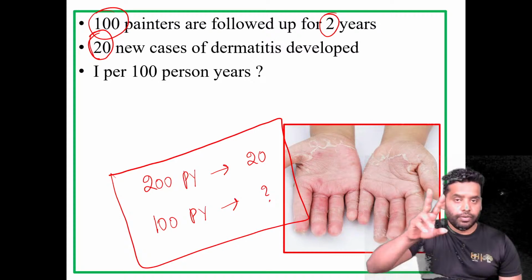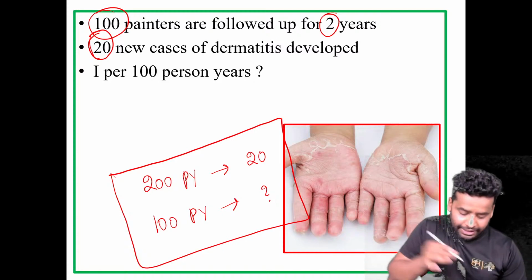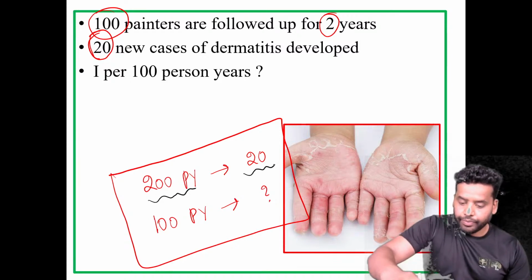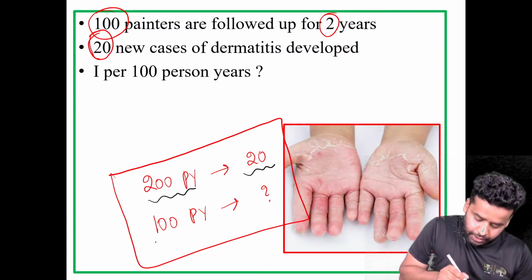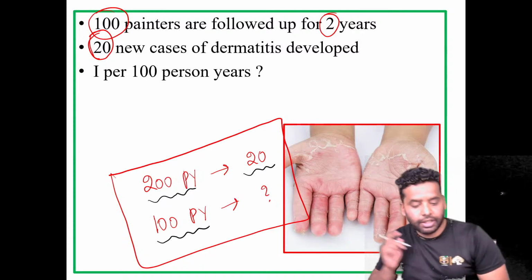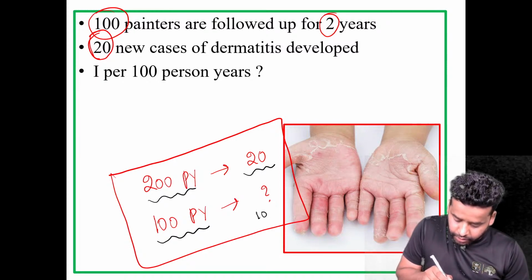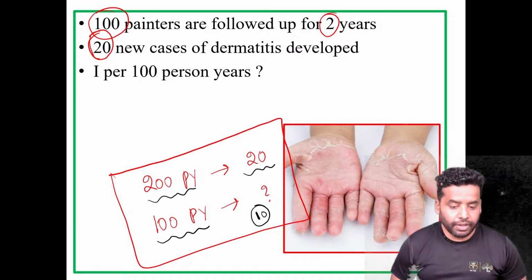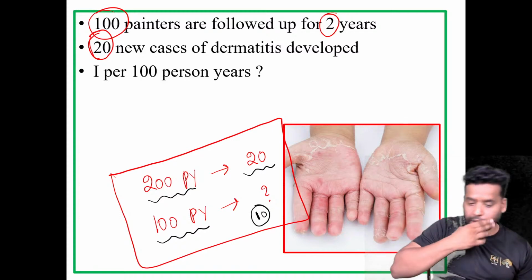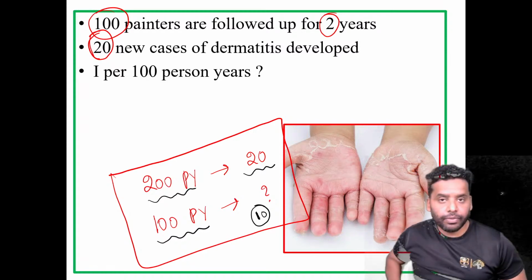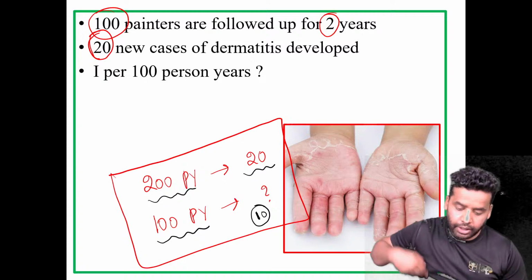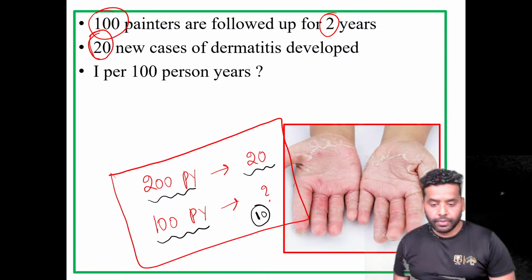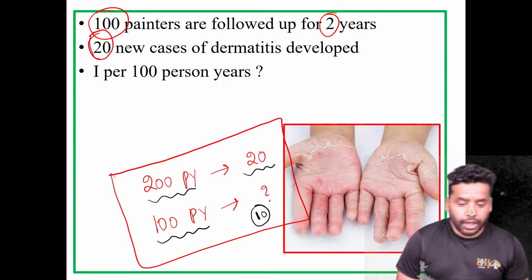100 twos are 200. For 200 person years, the risk is 20. Therefore, for 100 person years, direct answer, what will be the risk? This is the easiest way to calculate. Same thing, if you use formulas, it will be very lengthy, but this is very easy to calculate. 100 twos are 200, risk is 20. For 200 if it is 20, for 100 it is 10. This is very easy to calculate. So got my point? We have discussed two calculations on incidence.